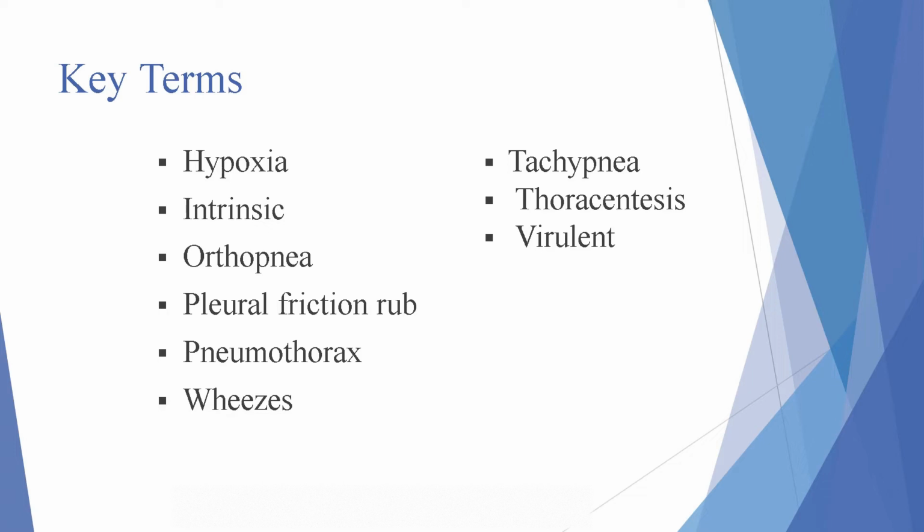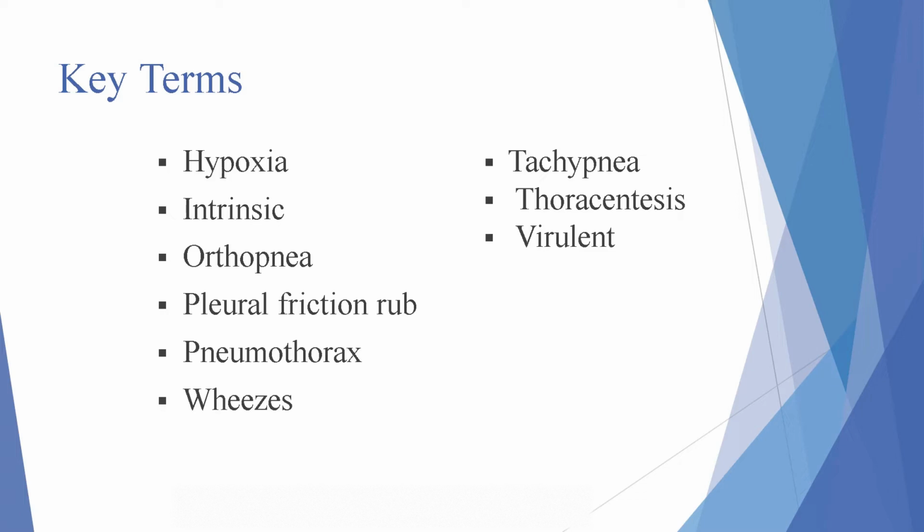Pleural friction rub is actually rubbing of the pleura against your ribs. It's a low-pitched grating or creaking lung sound that occurs when inflamed pleural surfaces rub together during respirations. Pneumothorax is a collection of air or gas in the pleural cavity which causes the lung to collapse. Wheezing is a musical, high-pitched squeak or whistle-like sound caused by rapid movement of air through narrowed bronchioles. Tachypnea is when you're breathing hard, breathing over 20 times a minute.